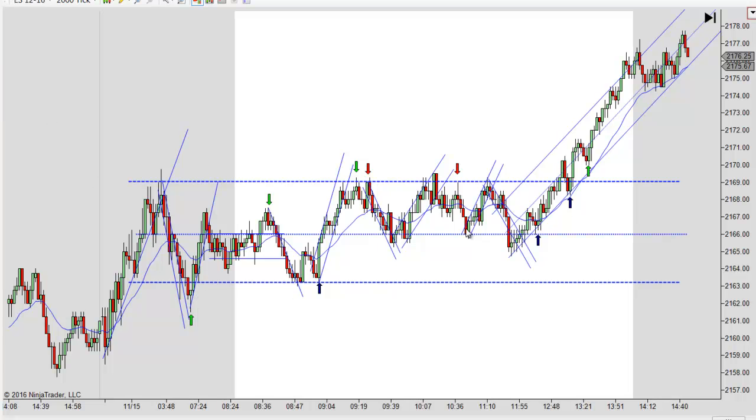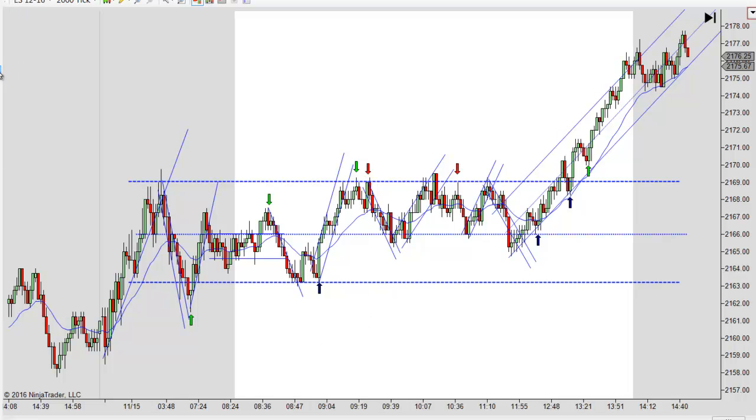I'm a little disappointed we didn't get a trap down here. We had one here, I guess you could say, but it would have been nice if we'd had a few more tests of this and then got the little failed break. And you kind of got one here across the midline, but it's not the same as getting one down here. That's generally when you'll catch these nice moves up.